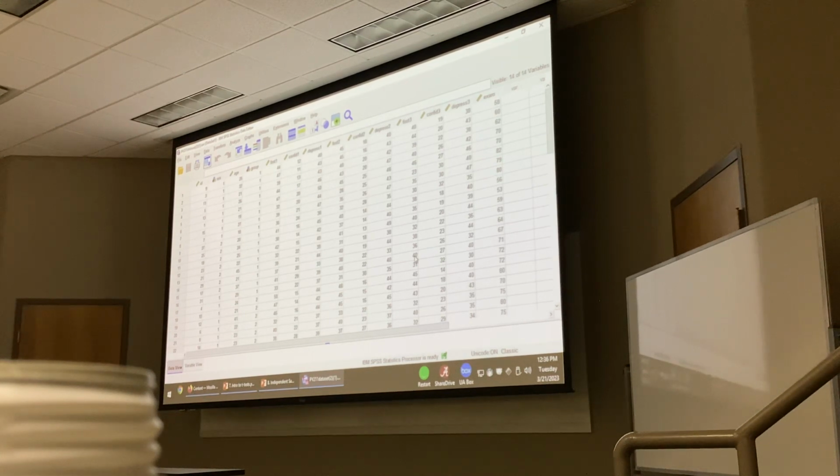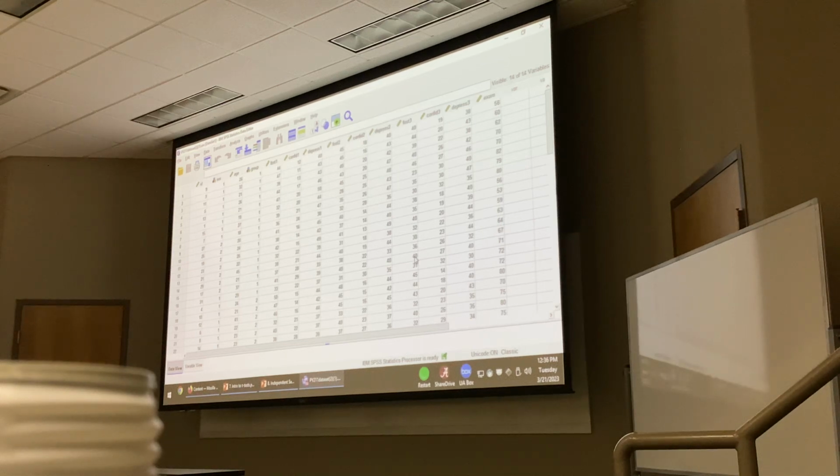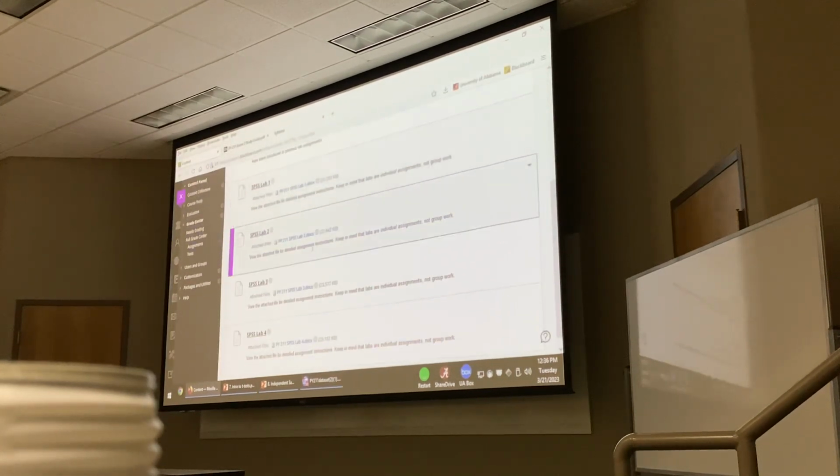So the same data set we've been using, you need to download the fresh version. Do not keep using one that has been saved multiple times on your computer, because you might have accidentally changed a single data point, which could mess up all of this. So download the fresh data set. Go ahead and download the SPSS lab3 document.